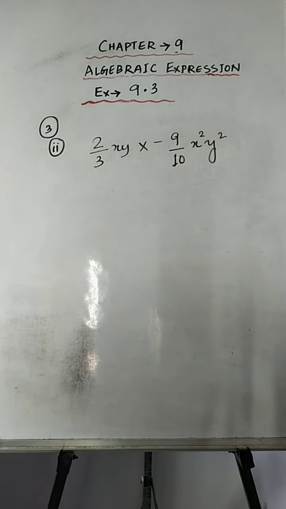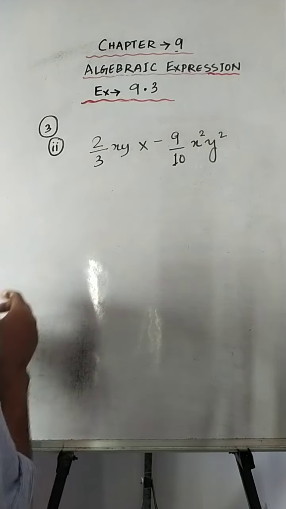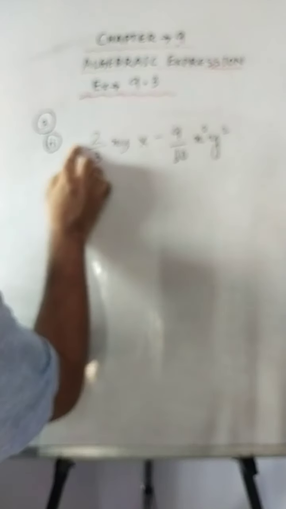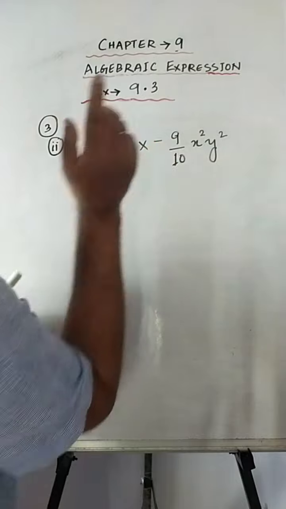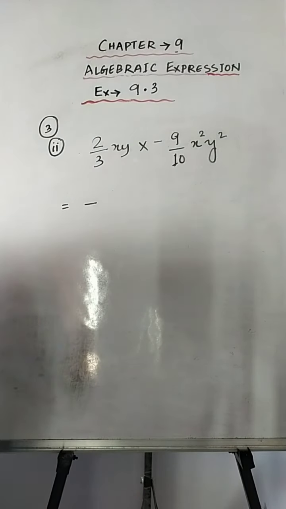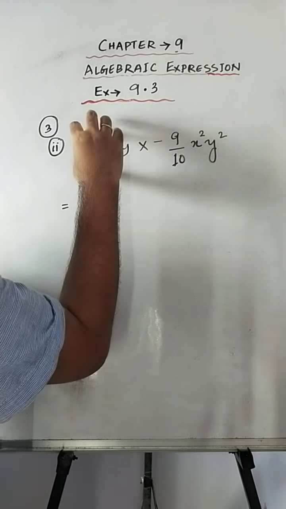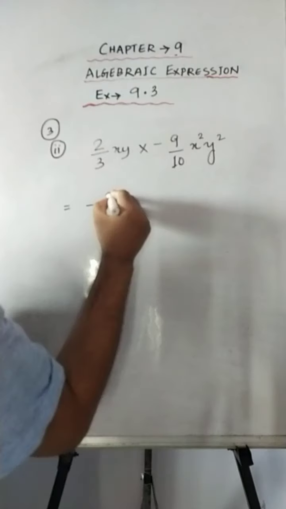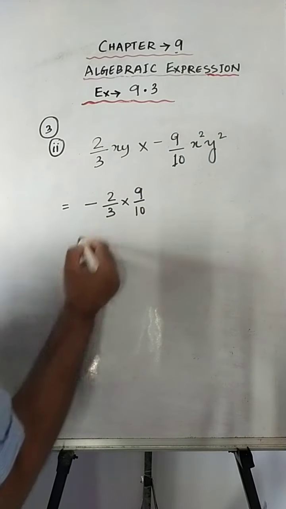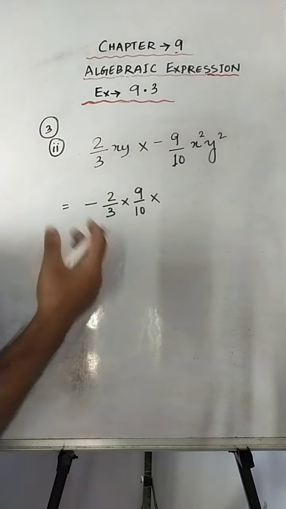So this is sum number 2 of question number 3. The first thing we will multiply is the signs. The first term is positive and the second term has a negative sign. So we multiply: plus, minus, minus. Now we bring all the fractional terms together, that is 2 by 3 into 9 by 10. Then we multiply all the variables.